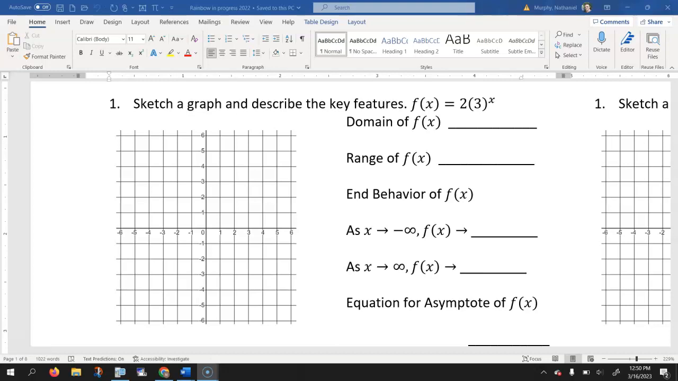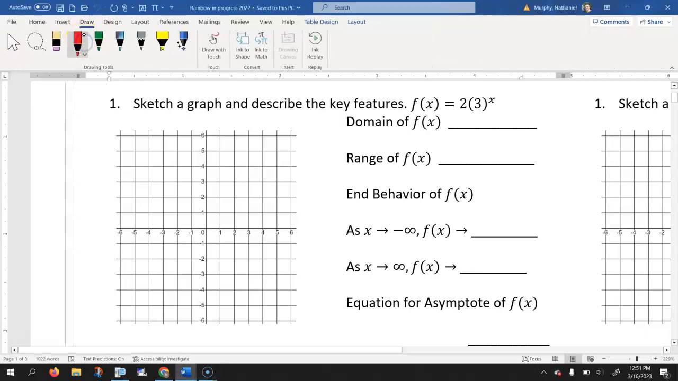All right, let's look at number 1 on the page. They ask us to sketch a graph of 2 times 3 to the x power. Remember, since we have a times b to the x power, our a value is our y-intercept. Our y-intercept would be at 2 there.